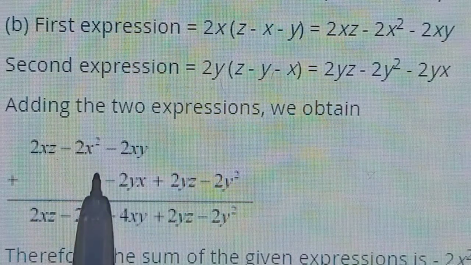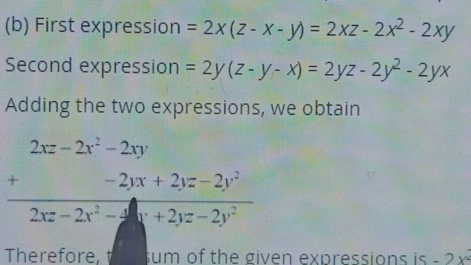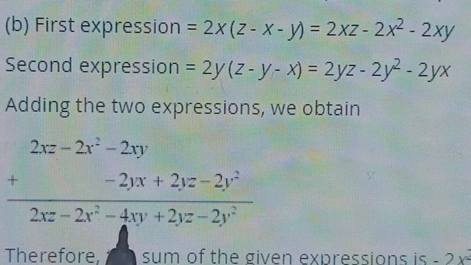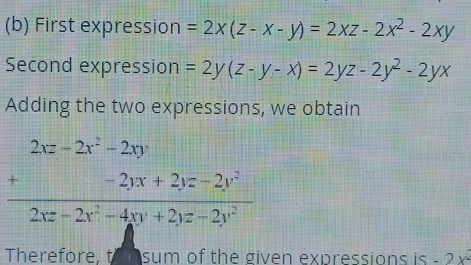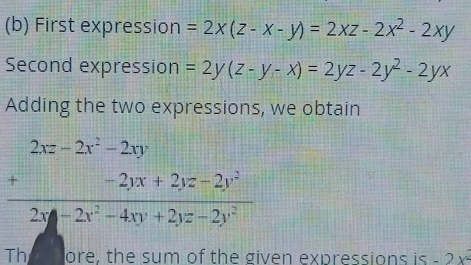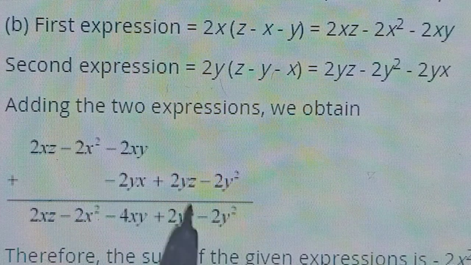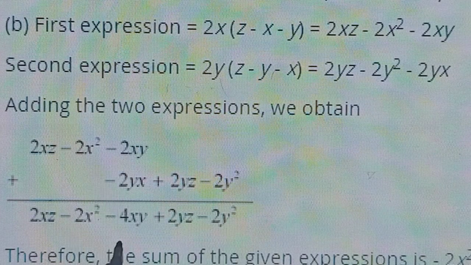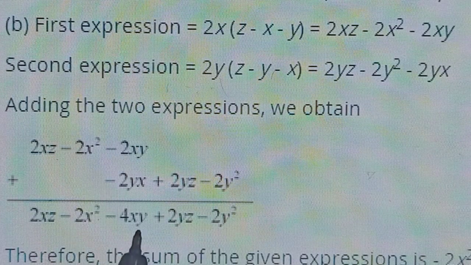So the same terms, the like terms, we put them below each other so that adding and subtracting them becomes easier for us. Okay, so in that manner, the rest which were alone will be copied as they are, and this -2 and -2 will be put together as minus 4xy.